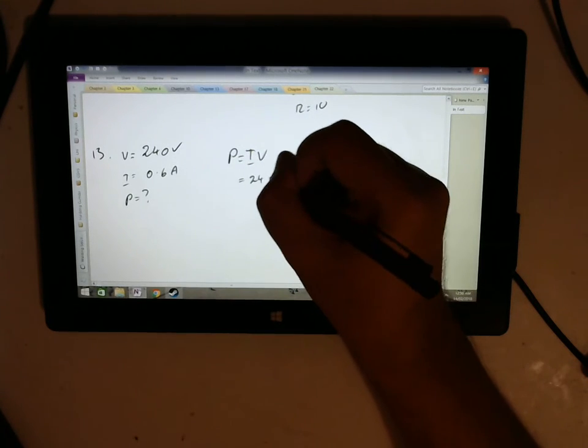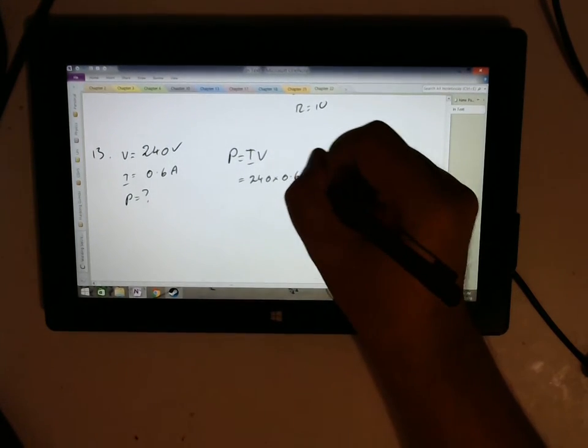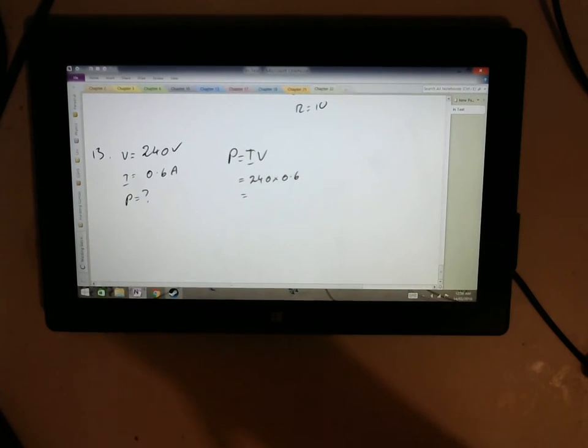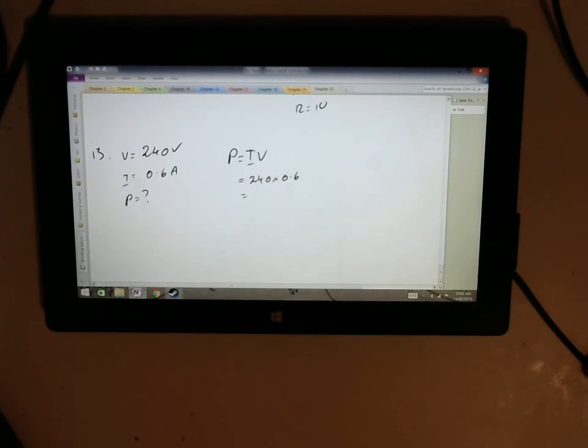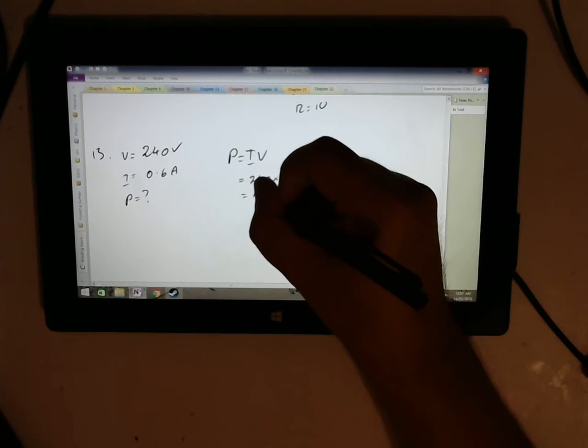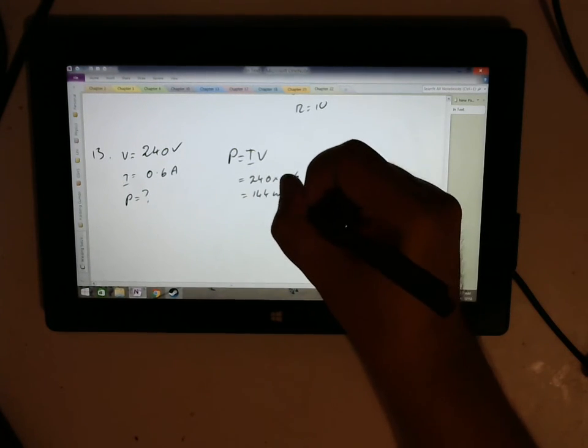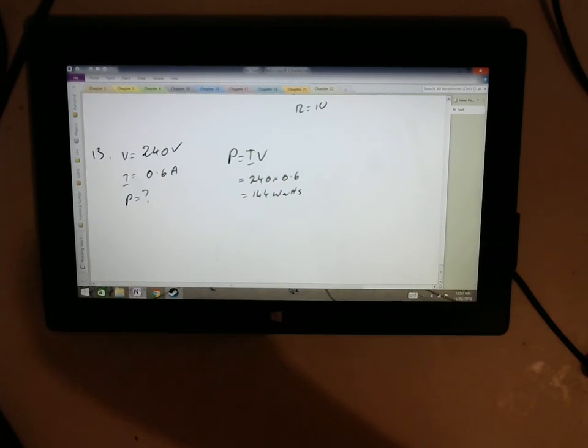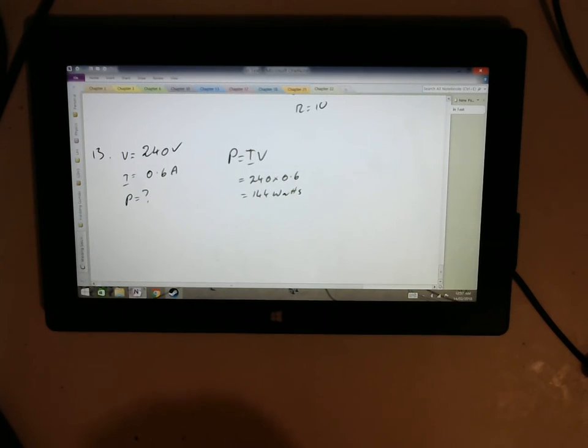It equals 240 multiplied by 0.6. And that should give us 240 multiplied by 0.6 equals 144 watts. Now remember, it's spelled with a double T, not an H. Okay, let's go check our answer. Yep, 144 watts. Now remember, the symbol for watts is just W.